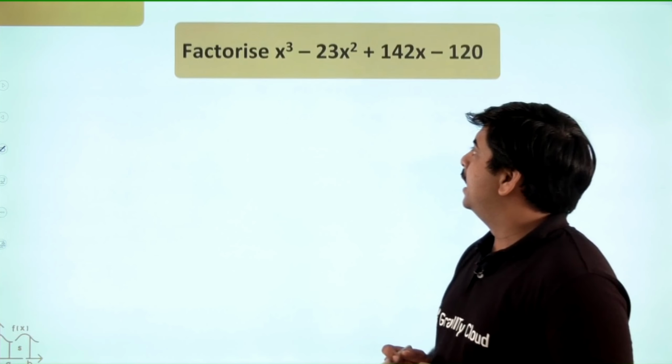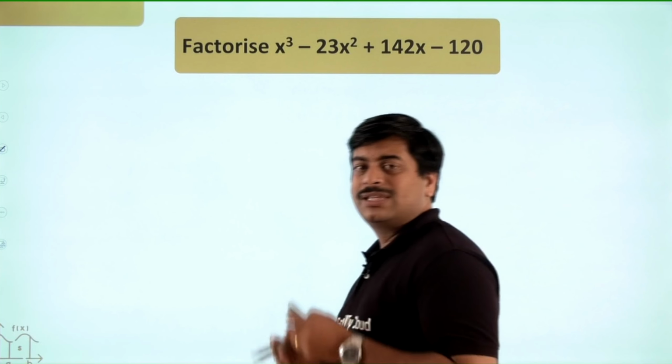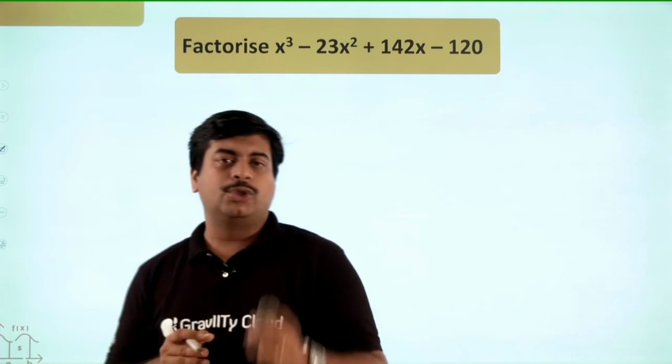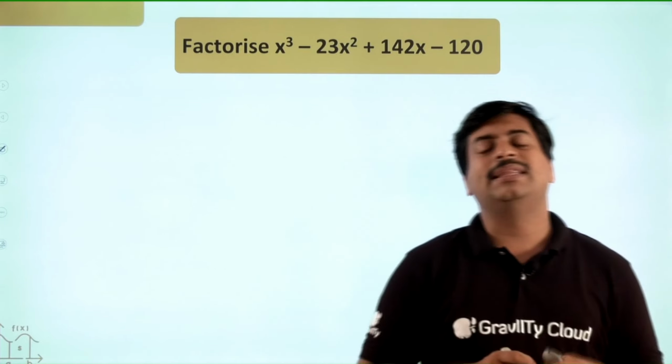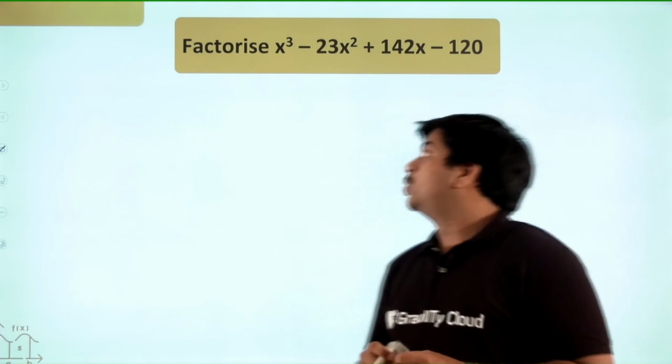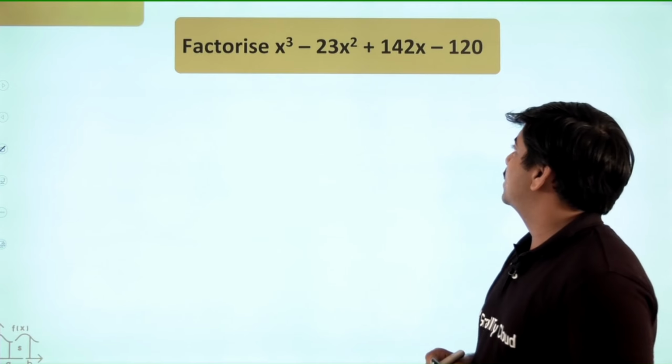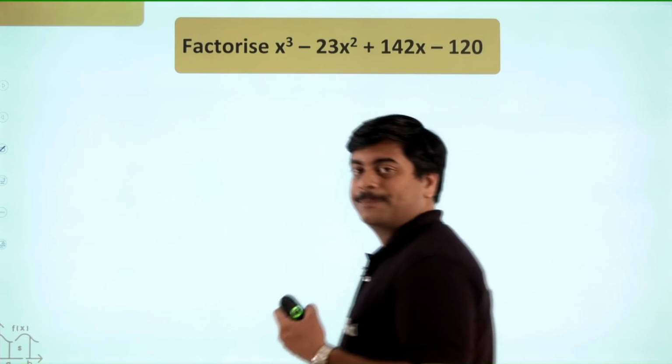And in the last class I gave you this question and we stopped there, right? I told you to try that, but once again let me help you with the answer, how to factorize this one, and then we can go ahead to the next question. So, x cube minus 23x square plus 142x minus 120.